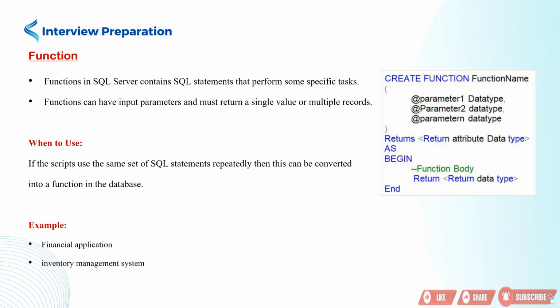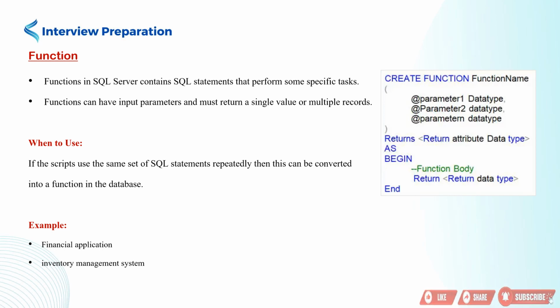Now the main question is, when to use a function. When we are writing the same set of SQL statements repeatedly at multiple places, then this can be converted into a function in the database. Real-life examples where a function can be utilized are a financial application and an inventory management system. In a financial application, a SQL function can be used to calculate the interest amount based on the principal, rate, and time, which can simplify interest calculations for loans or investments.